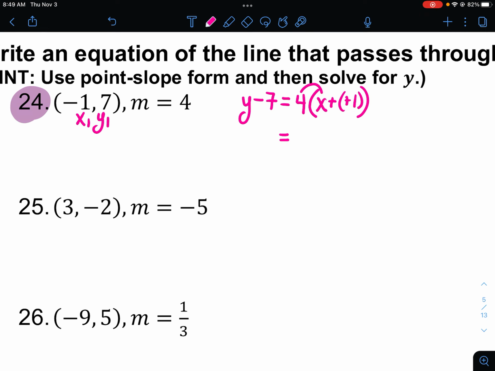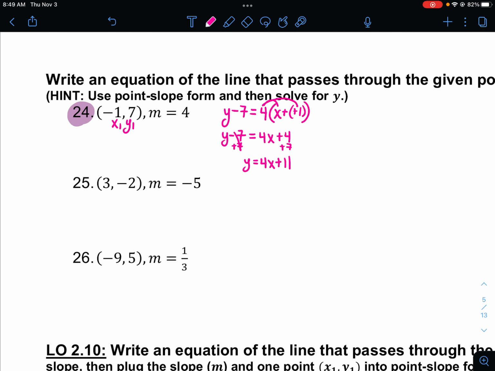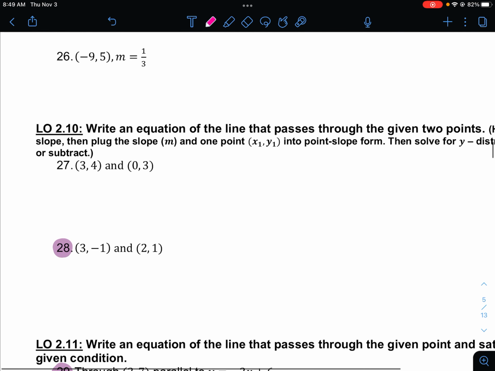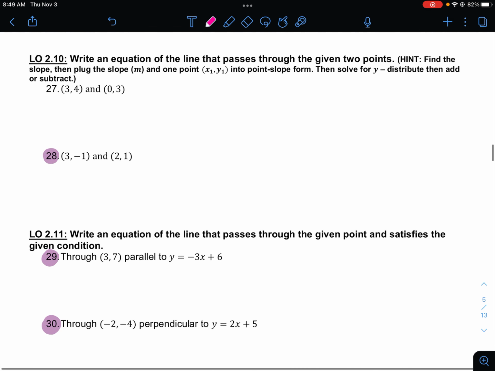So let's solve for y now. Distribute your slope. So we end up getting 4x plus 4 on the right side of the equation. And then we still have y minus 7 on the other side. y is not by itself yet. We need to add 7. Remember, you add it to that 4 at the very end that doesn't have an x with it because it's not a like term with the 4x. So my answer is y equals 4x plus 11. You can go ahead and practice 25 and 26 tonight as part of your studying.